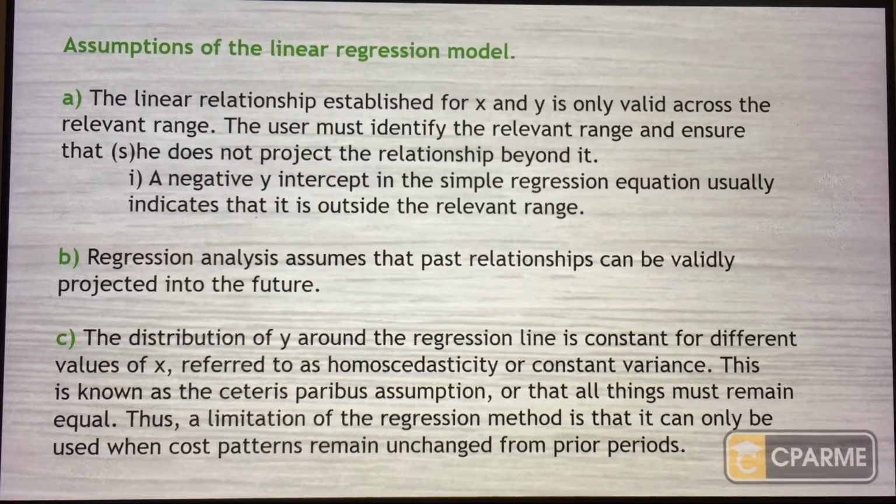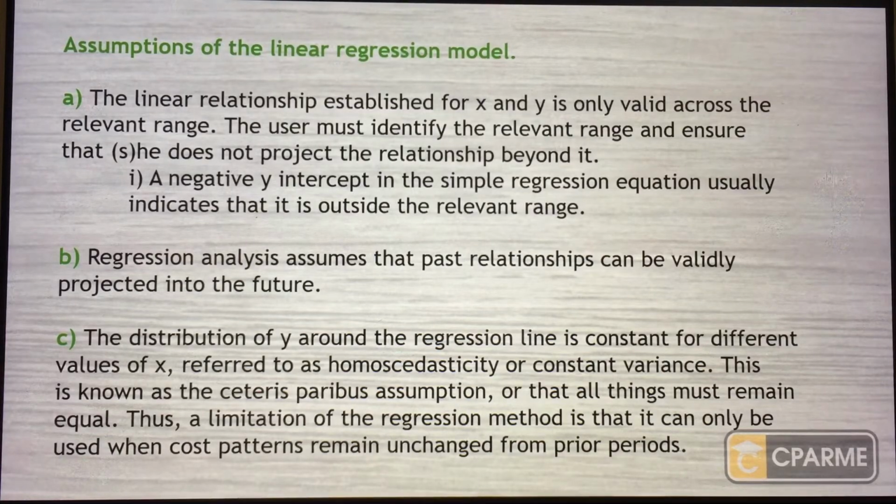So meaning to say that regression analysis, one of its bases is historical data, that past events could still happen in the future. And then the distribution of y around the regression line is constant for different values of x, referred to as homoscedasticity or constant variance, which is, I think, the ceteris paribus assumption, or that all things must remain equal. Thus, a limitation of the regression method is that it can only be used when cost patterns remain unchanged from prior periods. So still within that relevant range.